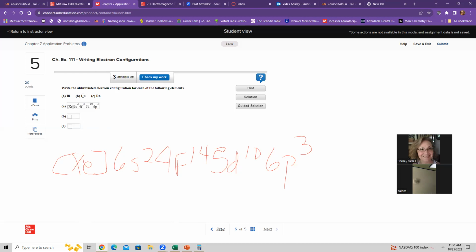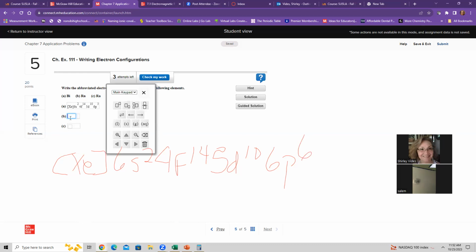The next one is radon. Okay, radon is just beyond bismuth. So it's the same, right? Same exact thing I just wrote, except 6 at the end. It's 3 beyond bismuth. So it's the same exact thing we just wrote. So boom, brackets, xenon. Remember, it's got to be capitalized or else it's not right.